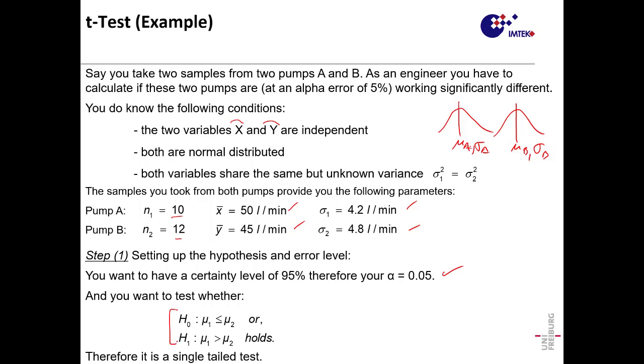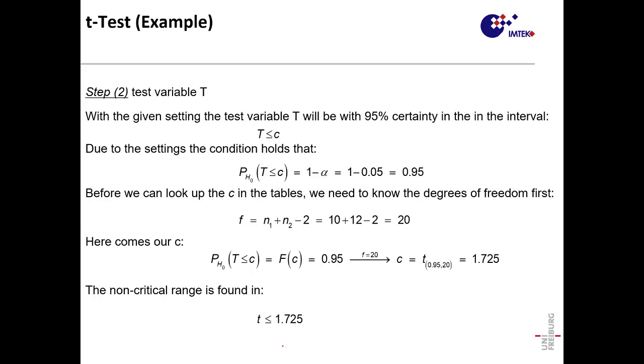In this case, the null hypothesis is that pump A, or 1, is pumping less water or equal to pump 2, and the alternative is that pump 1, or pump A, where A means 1 and B means 2, pumps more water than the second. Okay, so in this case it's a single tail test.